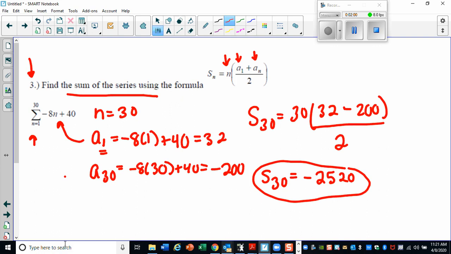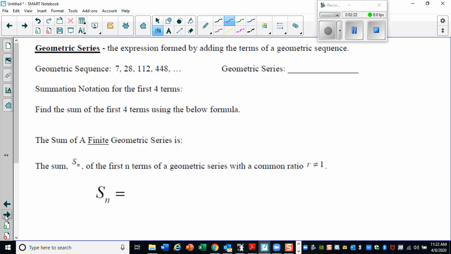Okay, the next thing, oh, sorry, one other thing I wanted to mention is, once again, this is convergent. This is convergent because I could actually find the sum. It converges to an actual number, which is negative 2,520. If this was to infinity up here, then that would be divergent because I can't add an infinite number of terms.